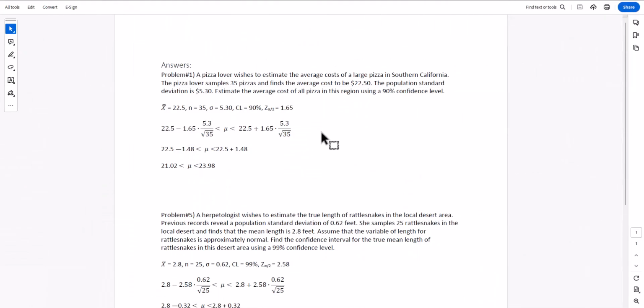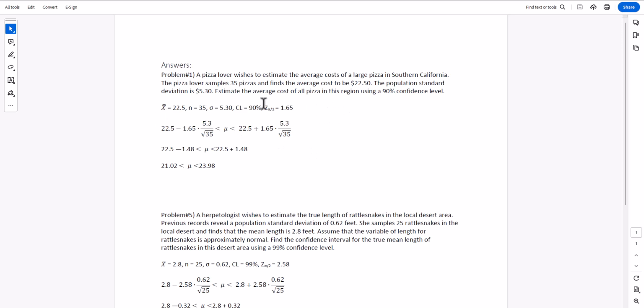Hi, in this video I will work out a few examples involving confidence intervals using z-values. The first problem states the following. A pizza lover wishes to estimate the average cost of a large pizza in Southern California. The pizza lover samples 35 pizzas and finds that the average cost is $22.50. The population standard deviation is $5.30. Estimate the average cost of all pizzas in the region using a 90% confidence level.